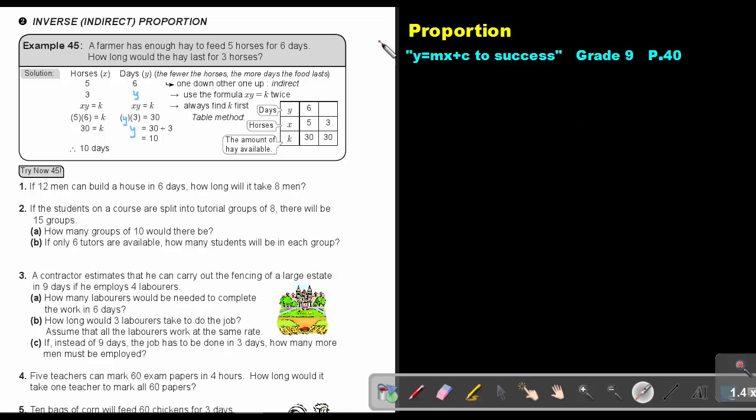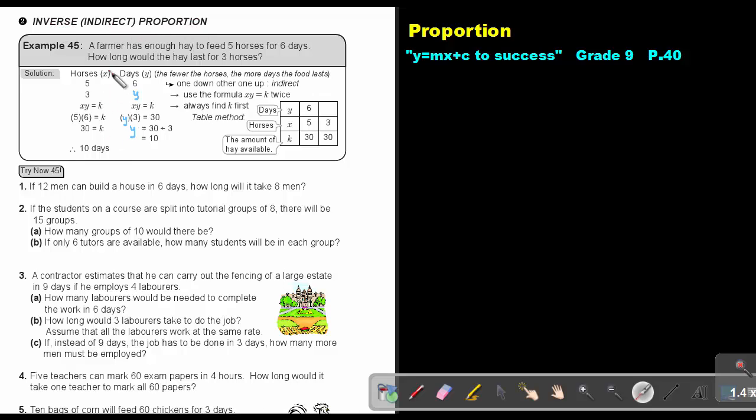Part 34. We are going to continue with proportion. You will find this on page 40 in the Namibian Mathematics Grade 9 textbook, y equals mx plus c to success. We are going to focus on inverse or indirect proportion.